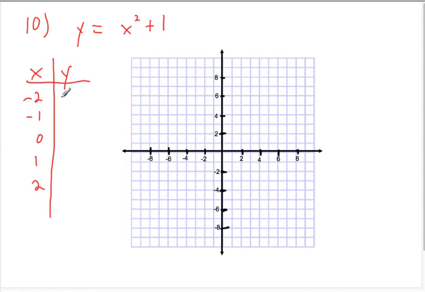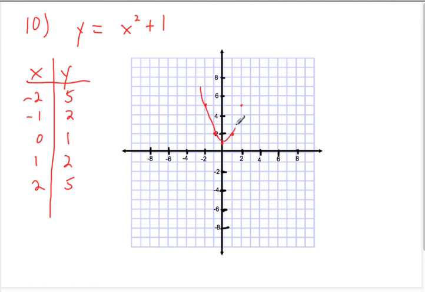-2 squared is 4, plus 1 is 5. -1 squared is 1, plus 1 is 2. 0 plus 1 is 1. 1 squared plus 1 is 2. 2 squared plus 1 is 5. I'm just going to plot these. -2, 5. -1, 2. 0, 1. Got the mirror image over here.